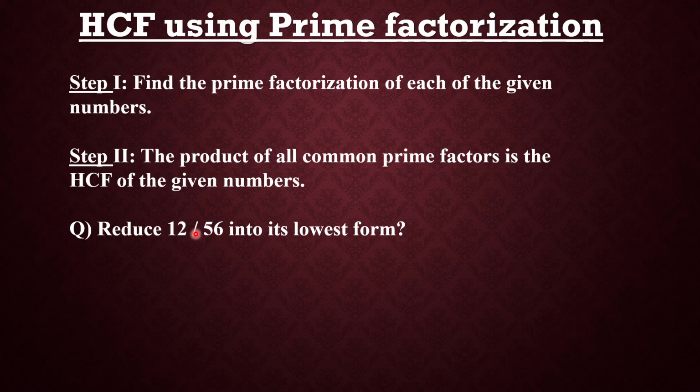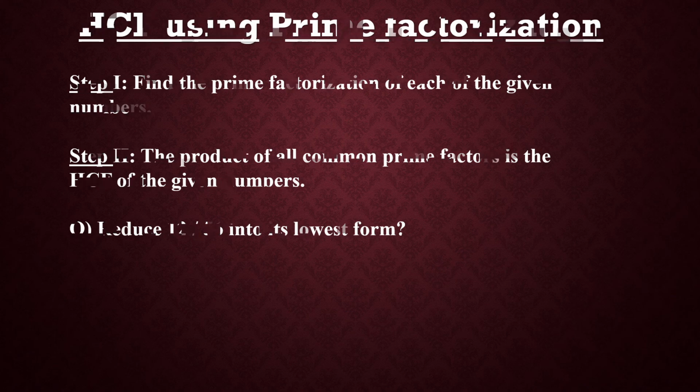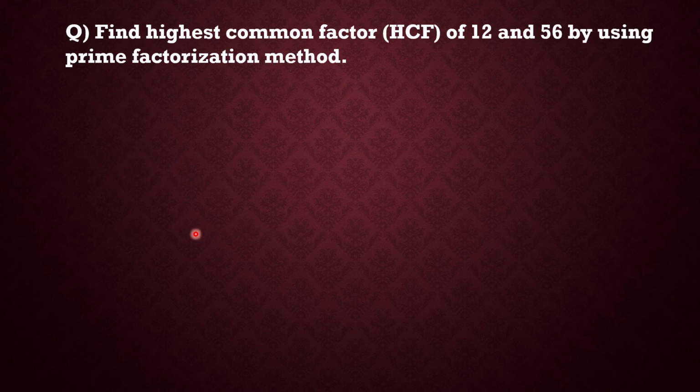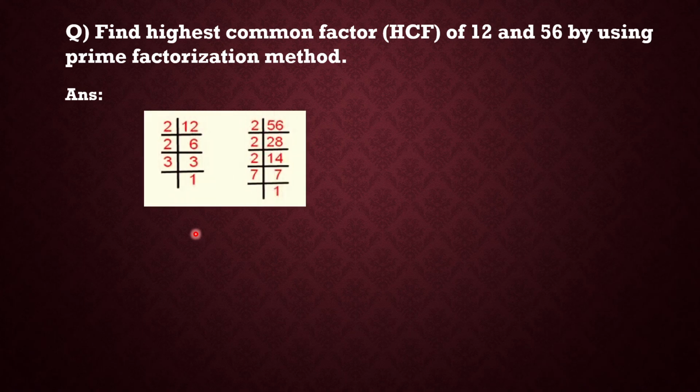So let's see how to do it practically. The question: find the highest common factor, that is HCF, of 12 and 56 by using the prime factorization method. As we have discussed, for each and every number, we need to find the prime factors. This is how we need to divide. See here 12. Always remember, you divide the number only with prime numbers. So here we have 12, and you need to start with 2.